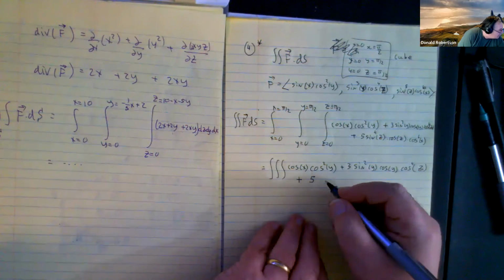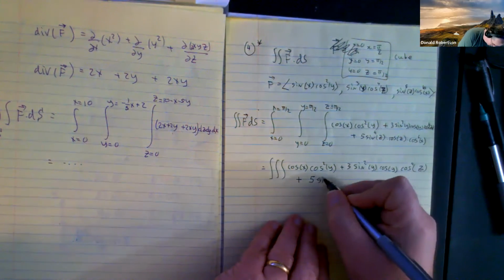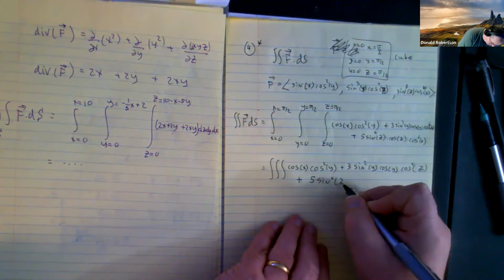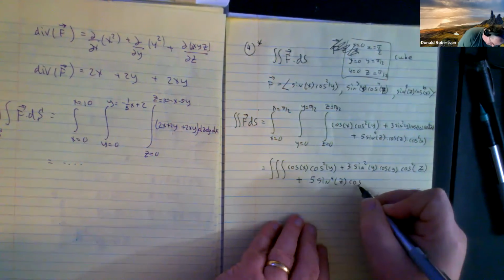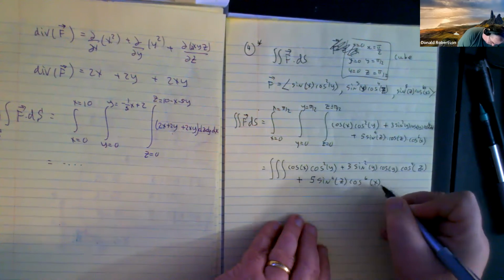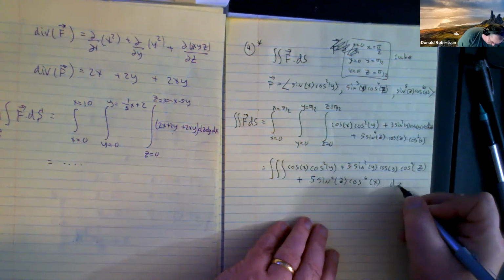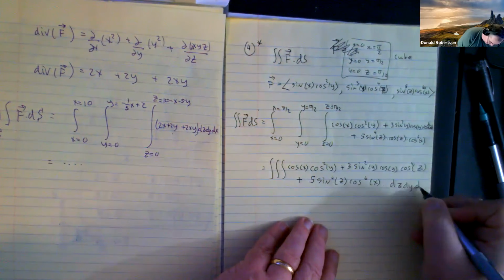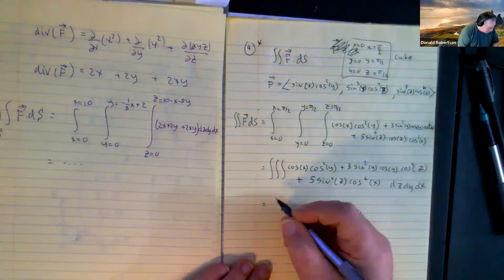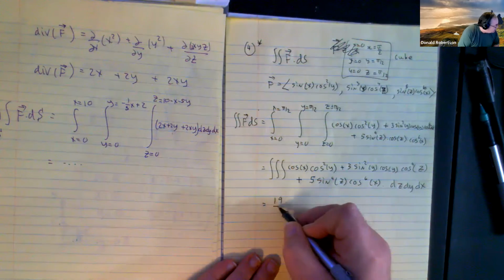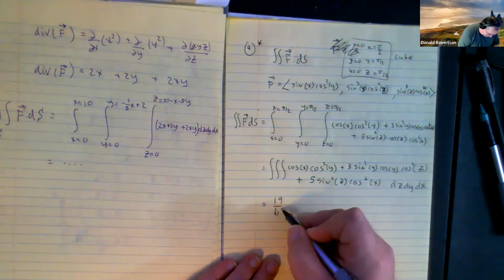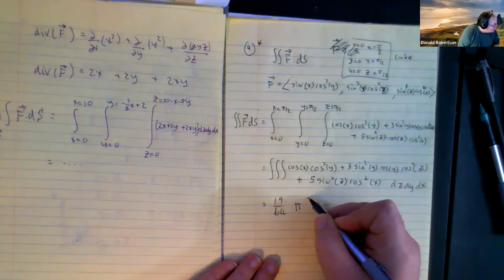So the last one is 5 sine to the 4z, cosine to the 6x. And then you would just do a dz, dy, dx. And I'm going to tell you that the answer is 19/64 pi squared.